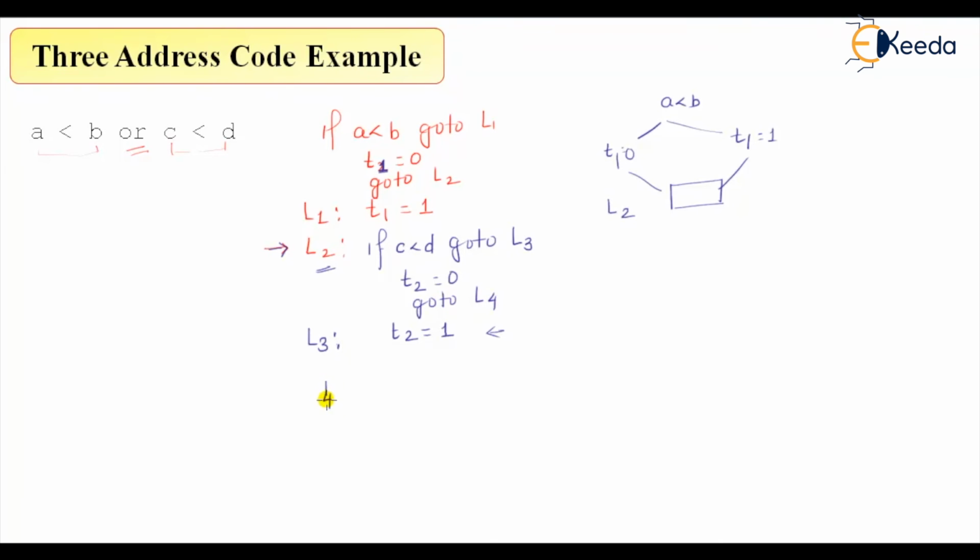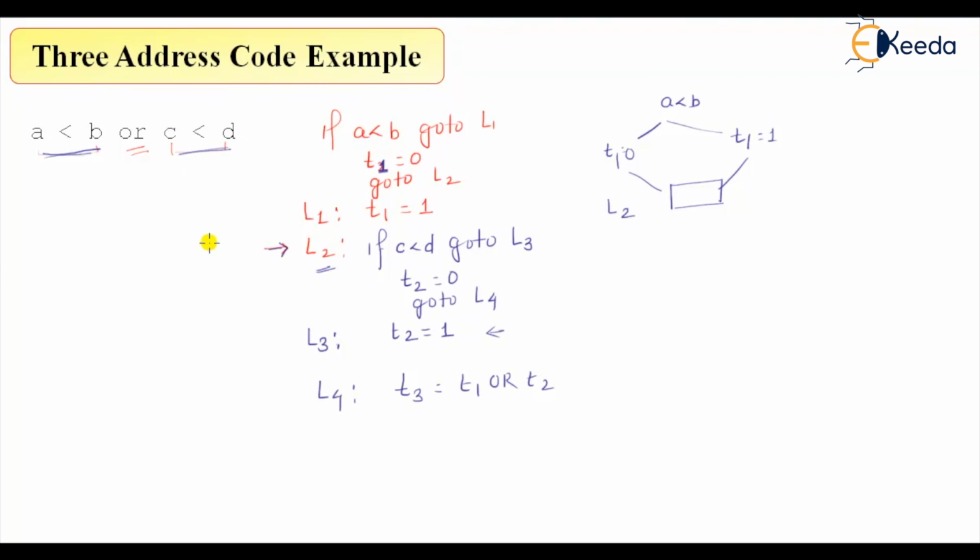When the control finally reaches L4, T1 and T2 will have been assigned their respective values. So I can say T3 is equal to T1 or T2. This simple statement, with the logical connective OR, A less than B and C less than D, will be translated into 3 address code in this way.